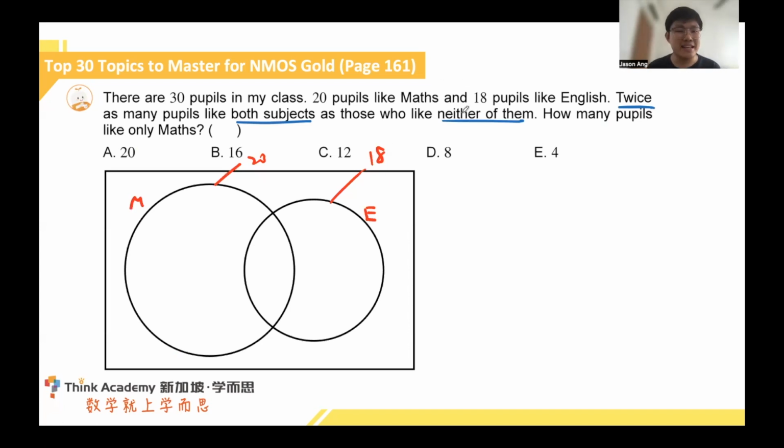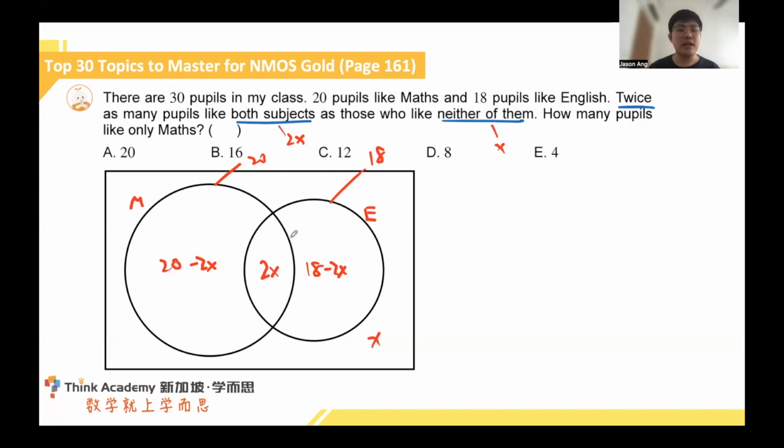So I can use a little bit of algebra. This I can label as X. And since those that like both subjects is twice as many, we're going to label this as 2X. Let's put in the values. 2X. Those that like math only, 20 minus 2X. Those that like English only, 18 minus 2X. Then on the outside, those that like neither, just X.